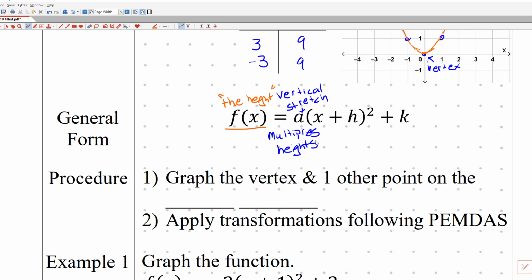But the height is, well, I'm multiplying that height. Everything over here is going to be doing something to the height. I'm now multiplying by height because a is being multiplied by this parentheses. So if I'm going to have adding a k, we can probably assume that I'm going to be adding height. I'm going to be moving up or I'll be moving down. Let's go ahead and check that hypothesis.